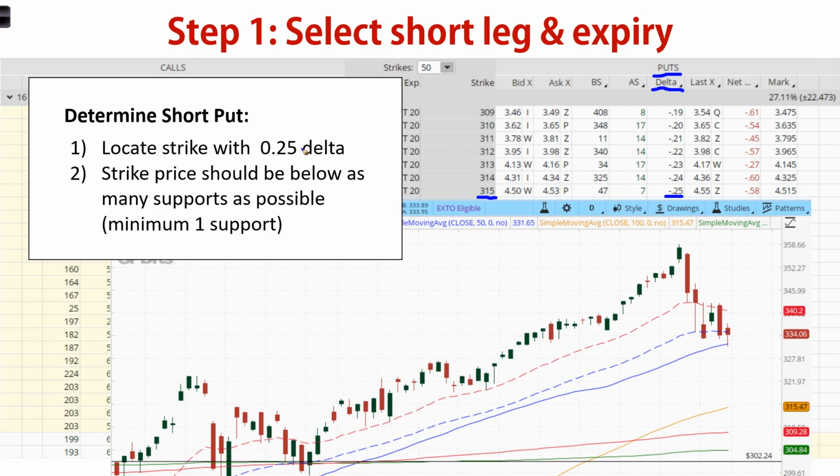Alright, so determine short put, the first step has been done. Next, we want the strike price to be below some form of support. So let's take a look at the chart. 315 strike, where is it? On the chart, we can see the yellow line, which is the 100 SMA, hovering somewhere about 315.47. Therefore, between the prices and our short strike of 315, which would be somewhere around here.